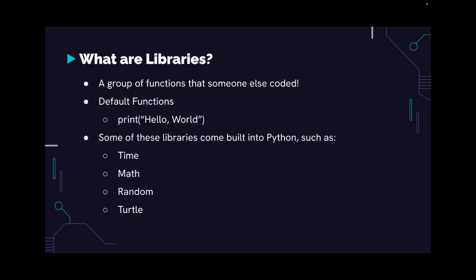Default functions include print hello world, for example. Print statements are default functions. They are functions that someone else coded that you are using for free, essentially. Some libraries come built into Python, such as time, math, random, and turtle. And for these built-in libraries, all you have to do is write that import statement at the top. You don't need to actually go get code from somewhere else. You just write your import statement at the top, and Python will activate that part of its code, kind of.